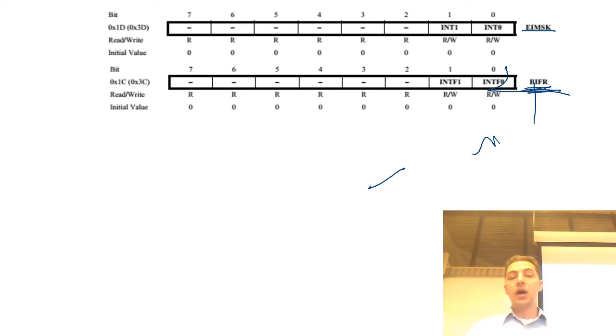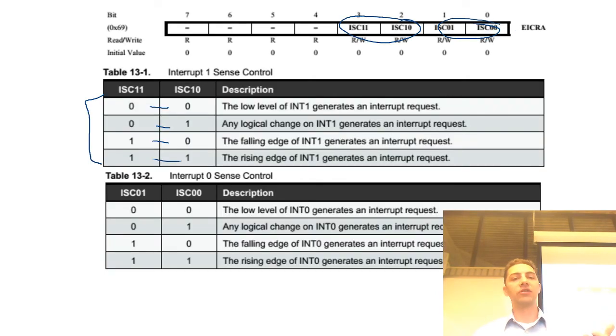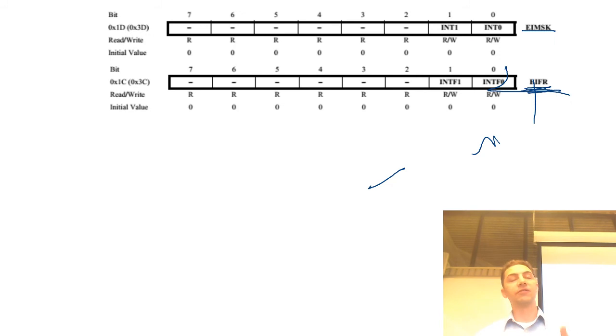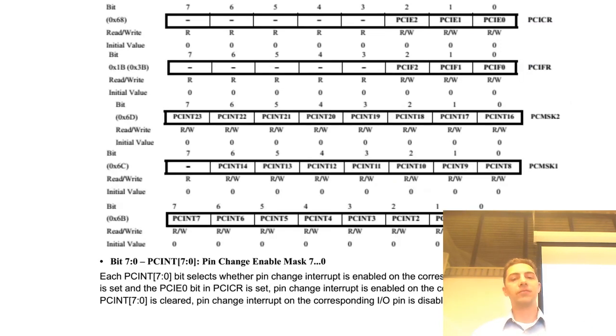There we go. A mask register and a flag register. The difference is the mask tells the processor what interrupts can fire. If you put a 1 in the mask register, it means an interrupt can fire. The flag says, hey, an interrupt has fired. So I have 2 registers. Those combinations, control register A, mask register, and flag register, are your external interrupt registers.